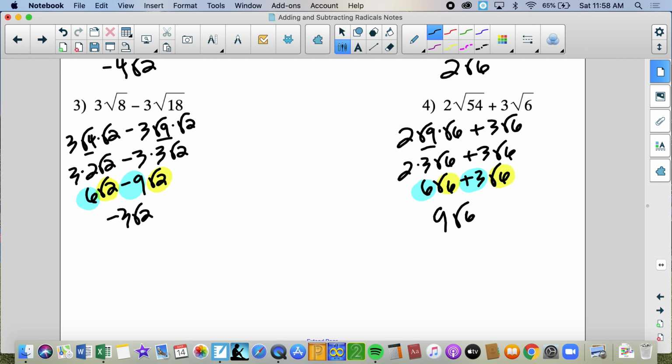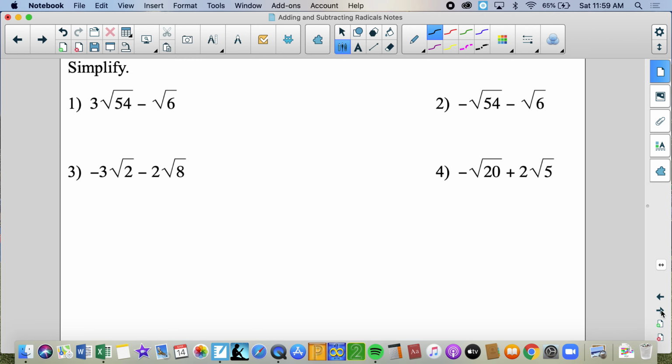9 rad 6. Now 9 is a perfect square, but we don't take the square root of 9 because it's not inside of a radical. Another common mistake that students typically make. What I'd like you to do now is try these 4 problems and see if you can simplify those. And what I would do is pause this video right at the moment.